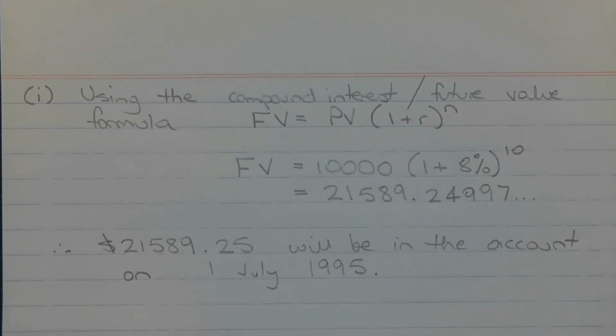R represents the compound interest rate per period. In this case, it's 8% per annum. And N represents the total number of compounding periods. Now, it's compounded annually over 10 years, so N is equal to 10.